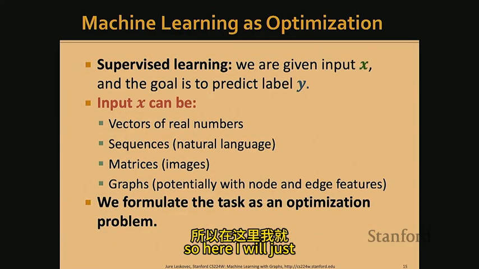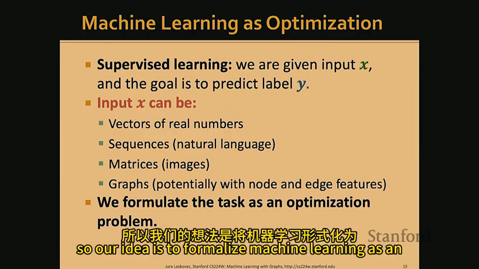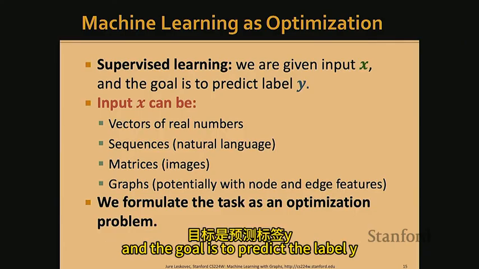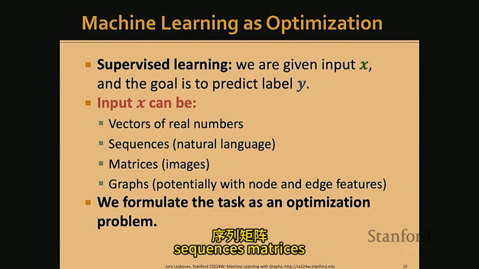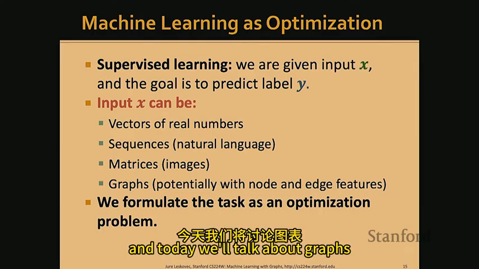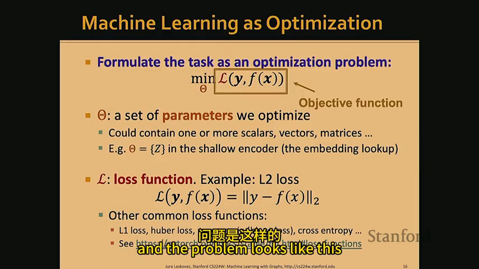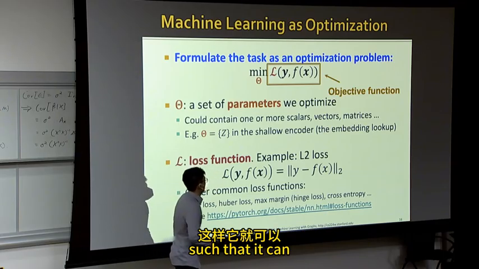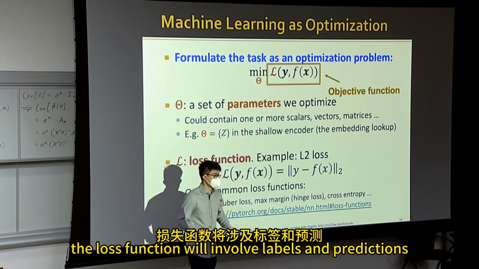Here I will just summarize some of the key ideas that we probably want to use in today's lecture. Our idea is to formulate machine learning as an optimization problem. This optimization problem has an input X, and the goal is to predict the label Y. The input X can be different data modalities such as vectors, sequences, matrices, and today we'll talk about graphs. And we'll formulate this task as an optimization problem. The problem looks like this: our goal is to find an optimal parameter theta such that it minimizes the loss function. The loss function involves labels and predictions.